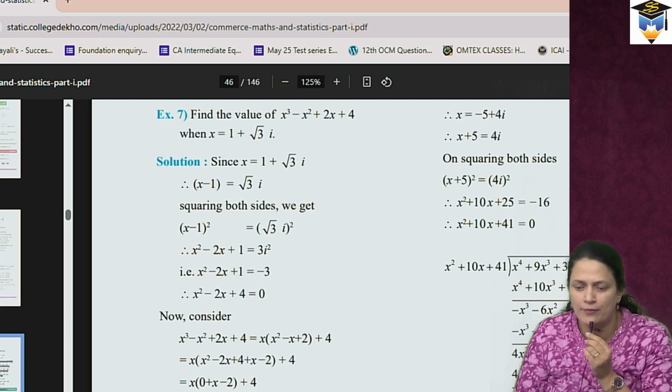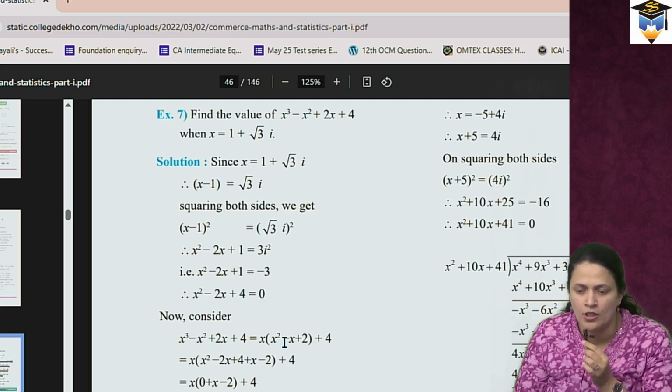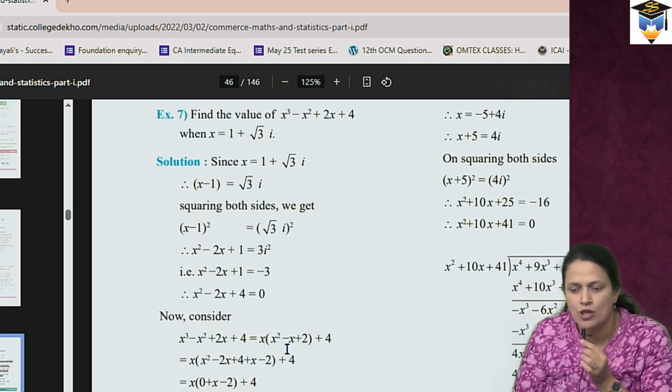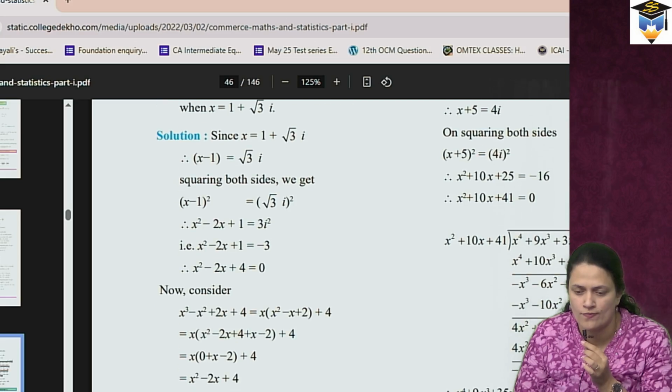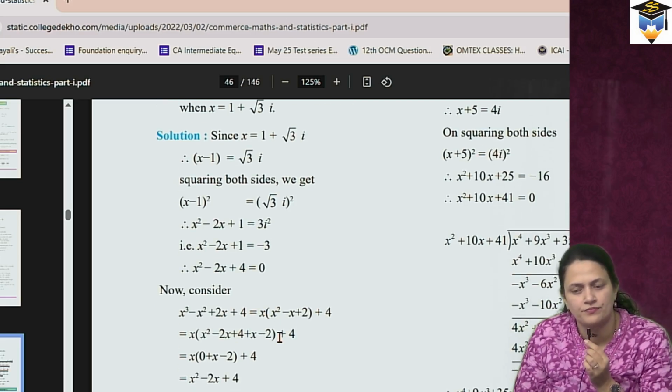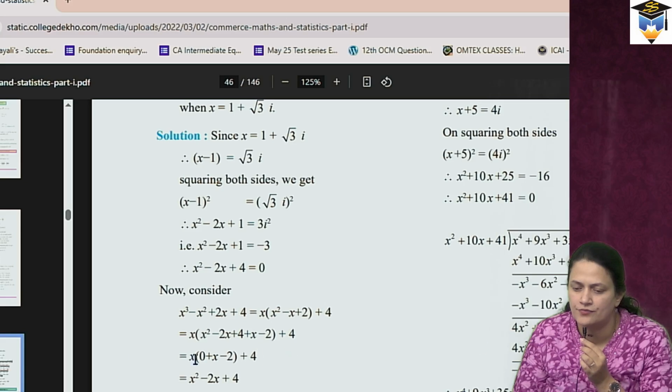So now x cube can be written as x into x square. So basically what they have done in this step is, they have taken x as common. So x into bracket x square minus x plus 2 plus 4. Now solve the quadratic equation. So x into bracket 0 plus x minus 2 plus 4. So this again is a quadratic equation whose value is equal to 0. Understood? Any doubt, anyone? Please write down the entire question number 7, the solution of question number 7. The value is equal to 0.